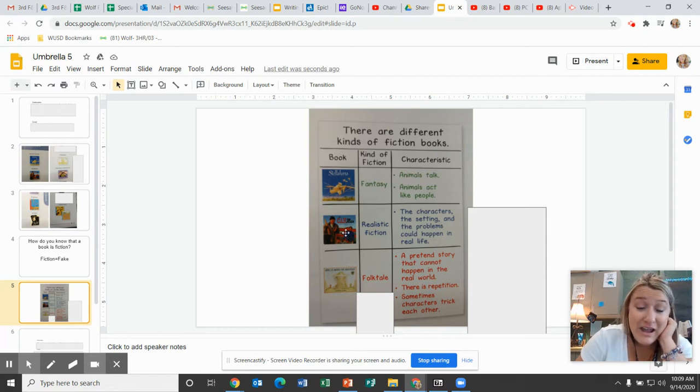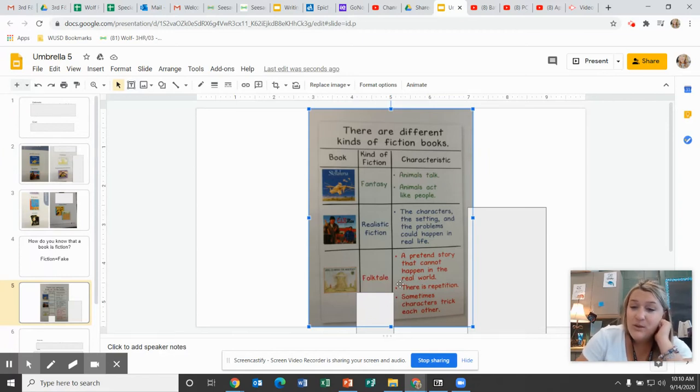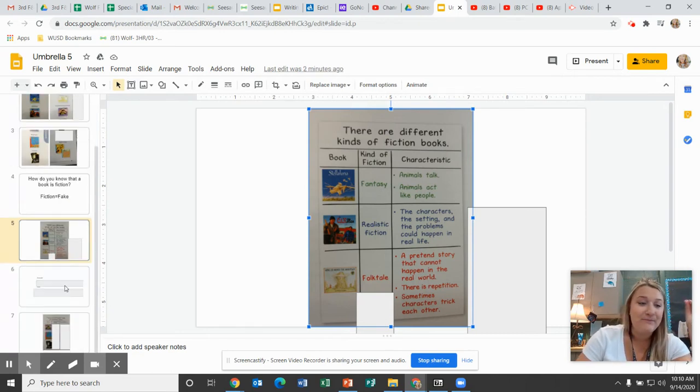We went over The Can Man, which was realistic fiction. The character, the setting, and the problems could happen in real life, but it's a fake story. We also went over a folktale, Ming Lo Moves the Mountain, which is a pretend story that cannot happen in the real world. Things repeat themselves, and sometimes the characters trick each other. We went over those three kinds of fiction, which is fake, yesterday.